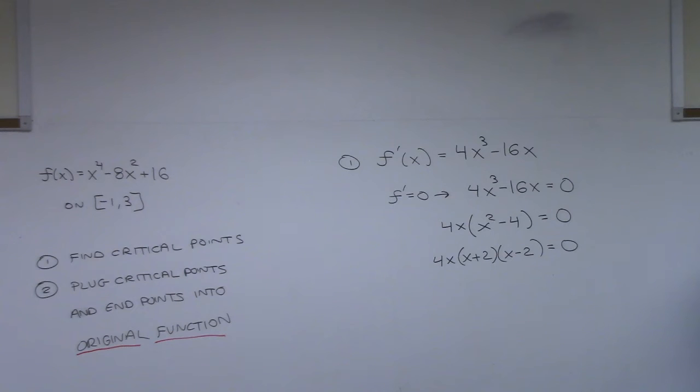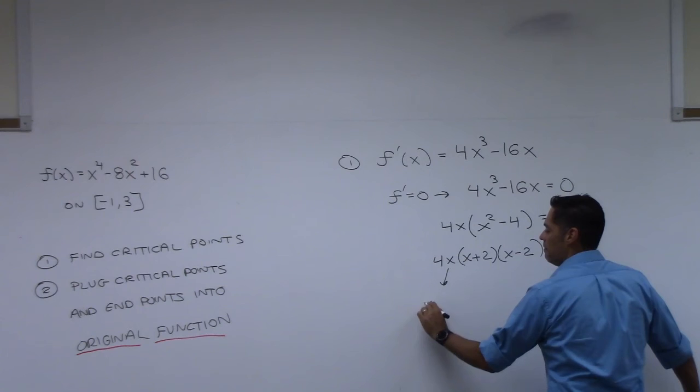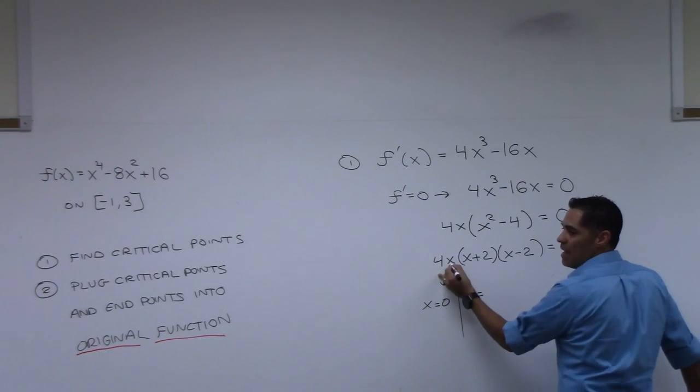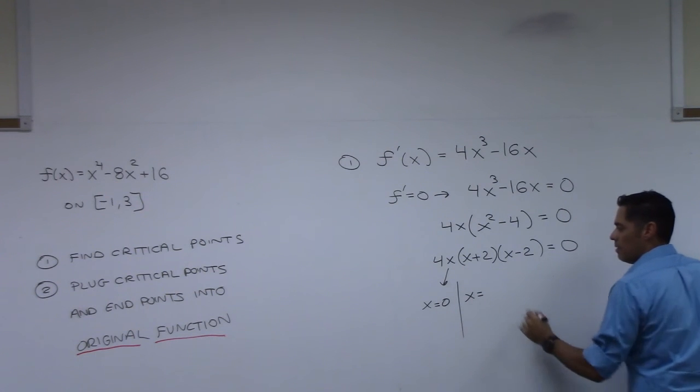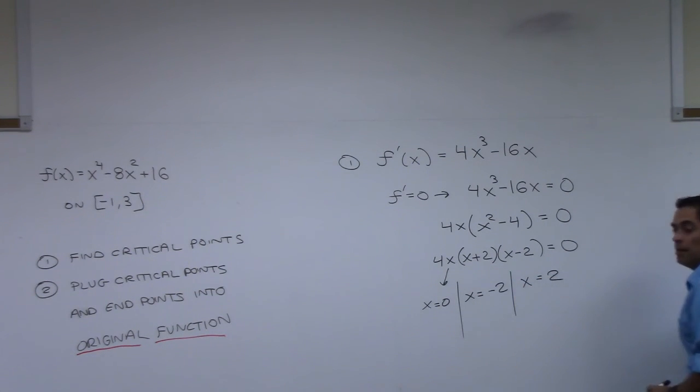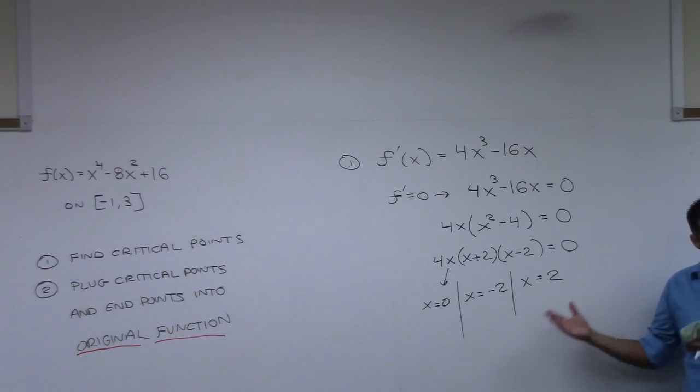All right, now what? You just set them all equal to 0. The first one's automatically 0. Would that always be the case? Yeah, if it's a number times x. Then negative 2 and positive 2. All right, now, these are our critical numbers.